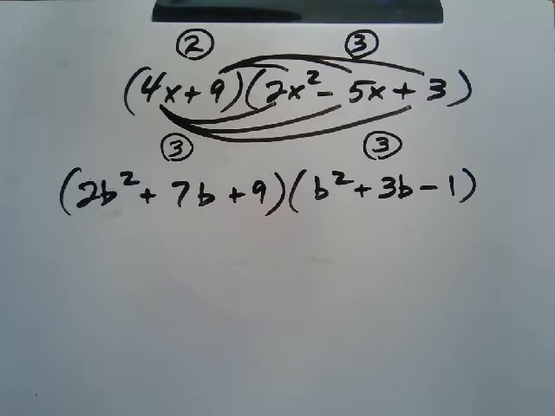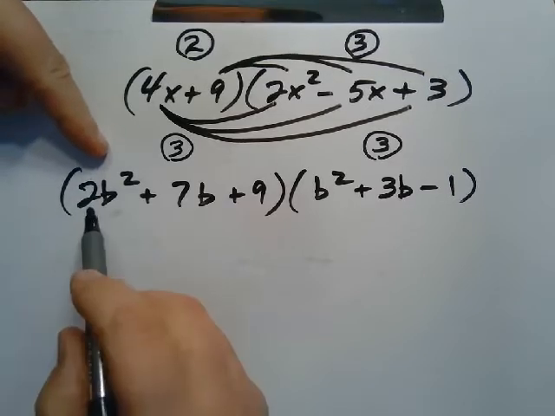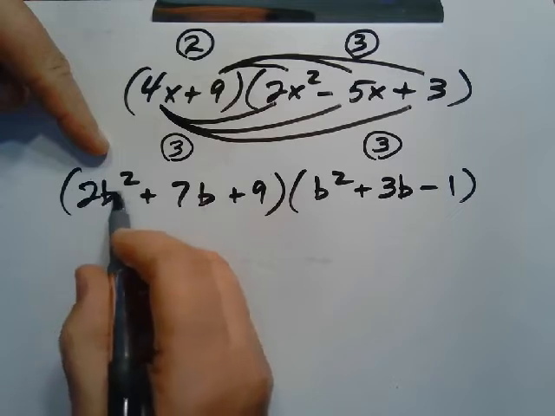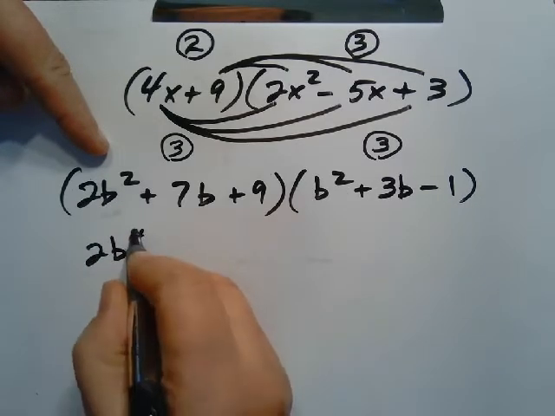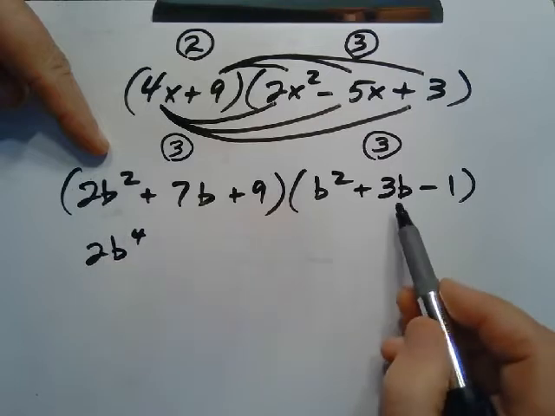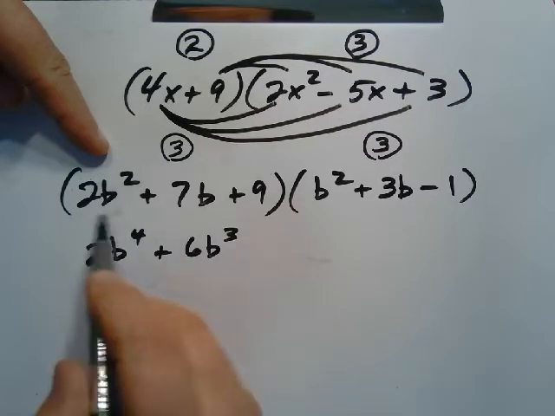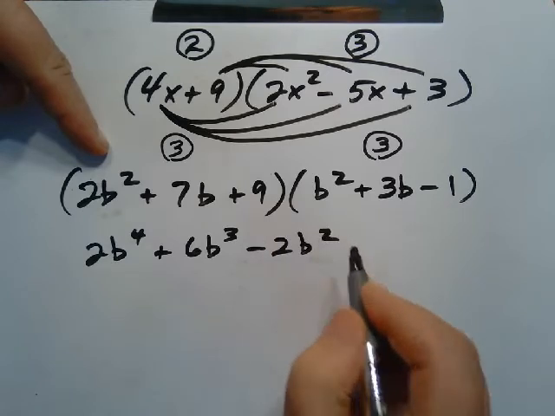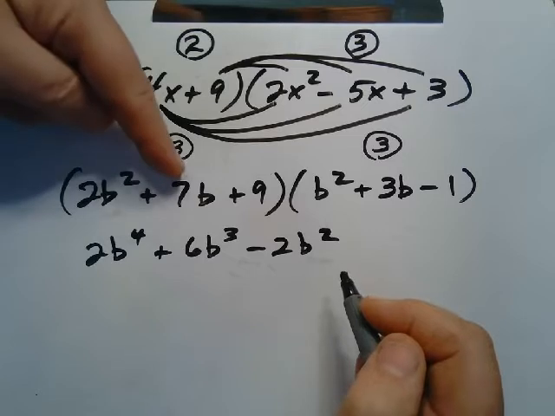And I'm going to do this again, kind of working in a left to right fashion. So we're going to start here. I'm going to put my finger on this one. I'm not going to move my finger until I'm done multiplying times all 3 of these. Here we go. 2b squared times b squared is 2b to the 4th. I added the exponents there. 2b squared times 3b is 6b to the 3rd. And 2b squared times a negative 1 is negative 2b squared. All right, I've done this one times all 3. Let's move my finger over.